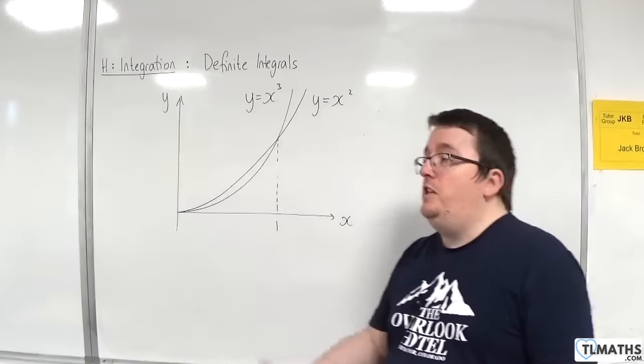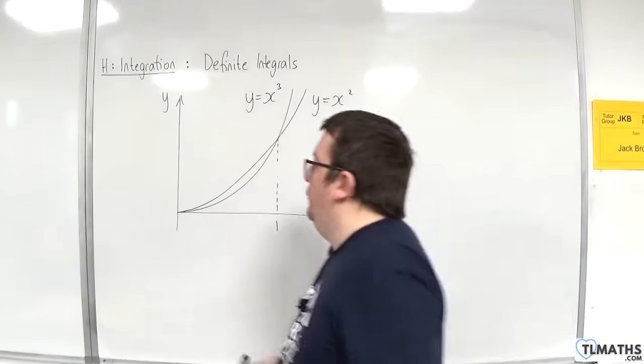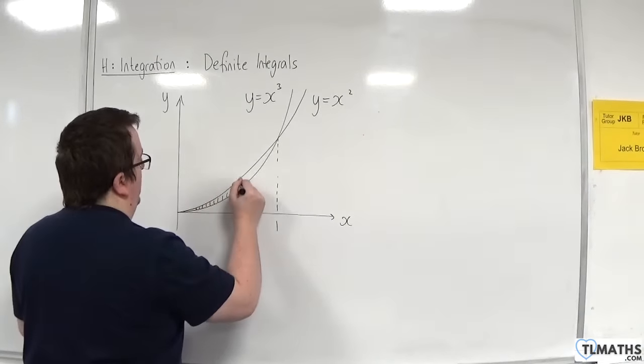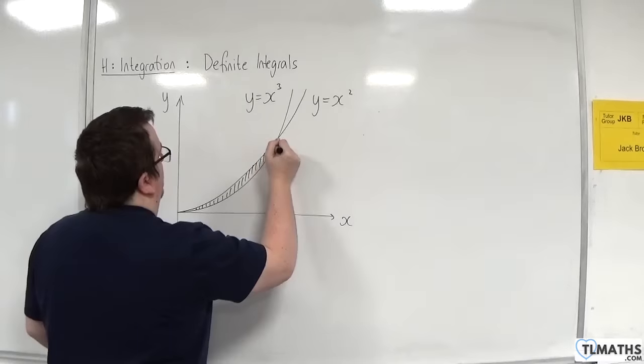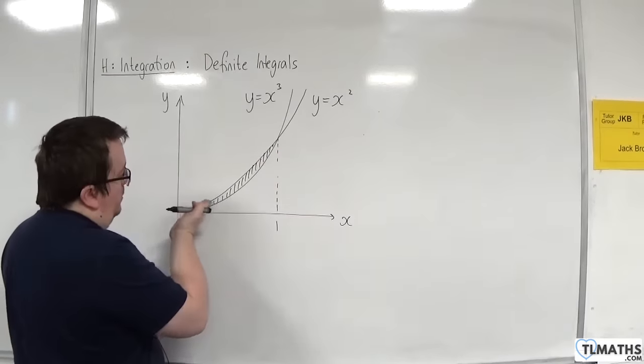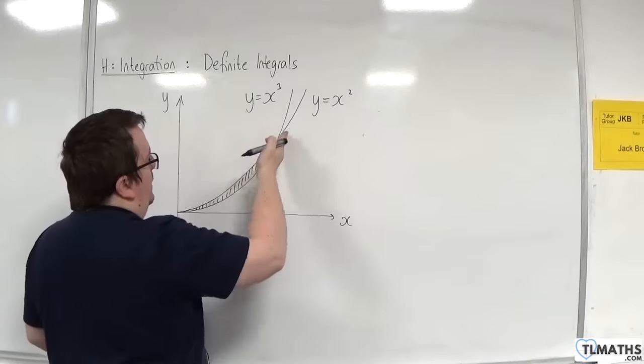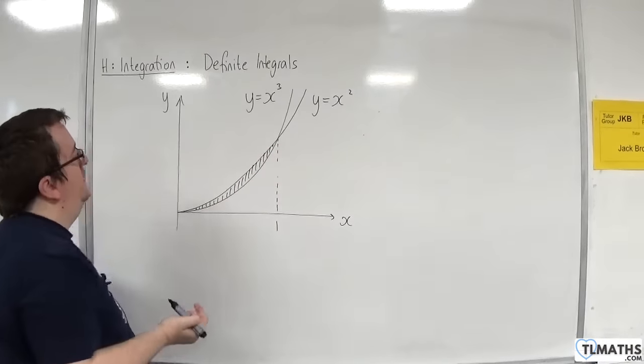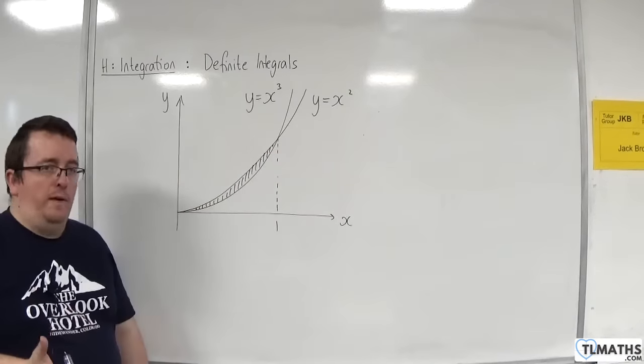So we know that we can use integration to find areas. Let's say that I want to find the area between these two curves. I've got y equals x squared, which is this one that is on top and then goes below y equals x cubed. y equals x cubed is the one that's below here. And we're integrating between 0 and 1.